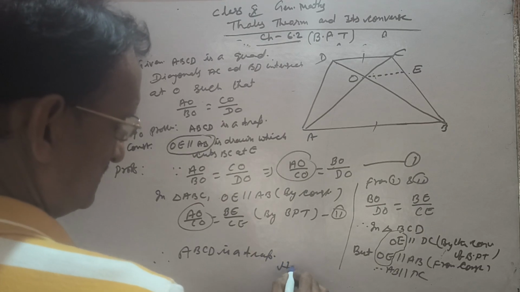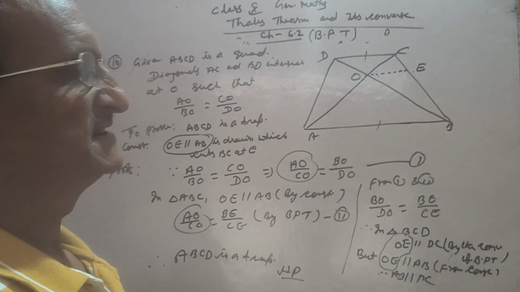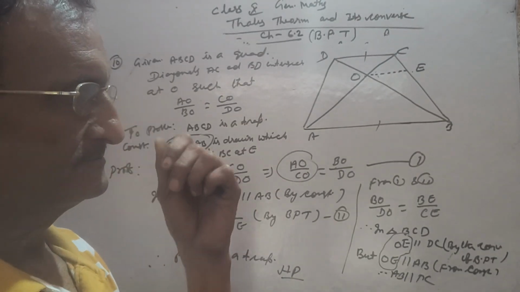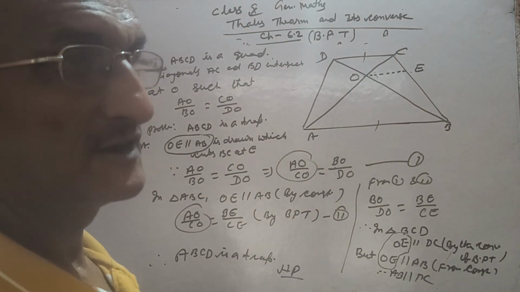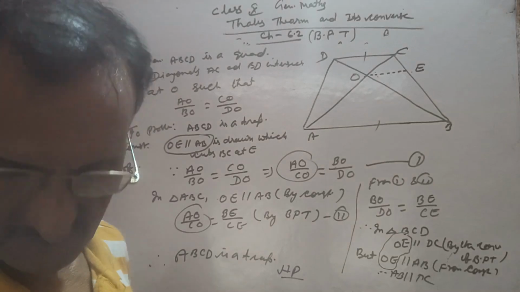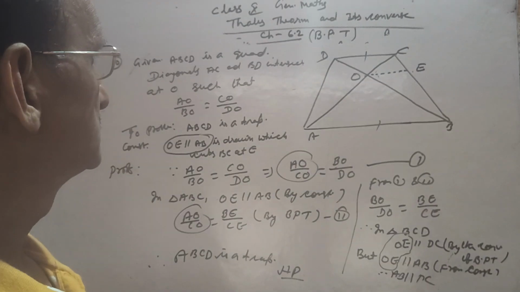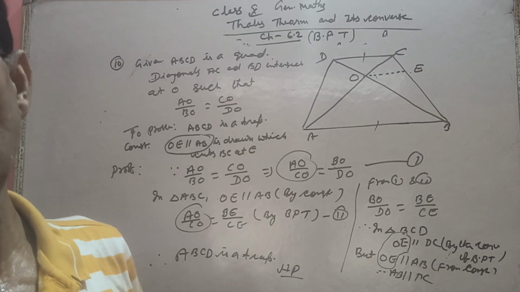So today, a very important theorem, the Thales Theorem or the Basic Proportionality Theorem, and their converse proof we have discussed. I have tried to give you an easier method and a few important sums also. Other sums are easy, you can do them yourself.